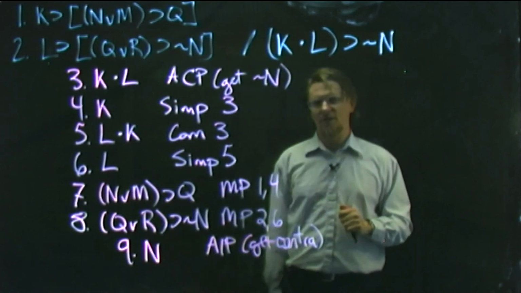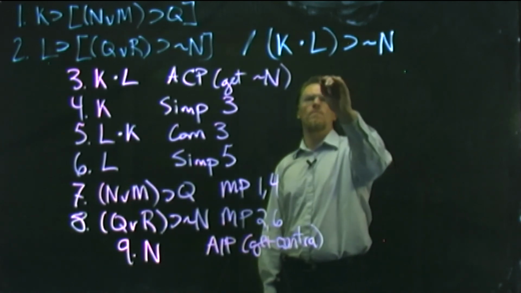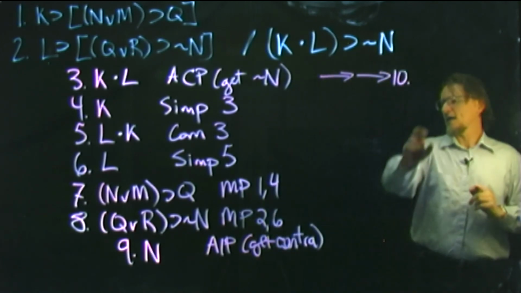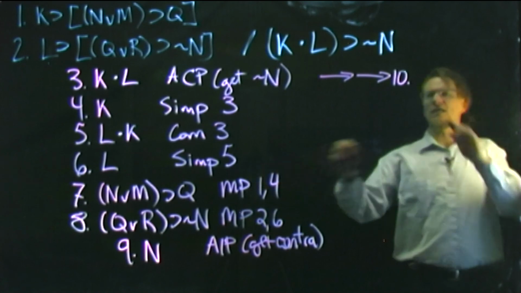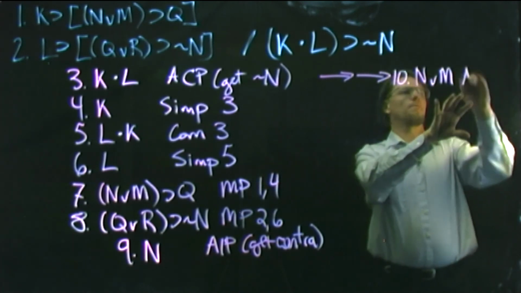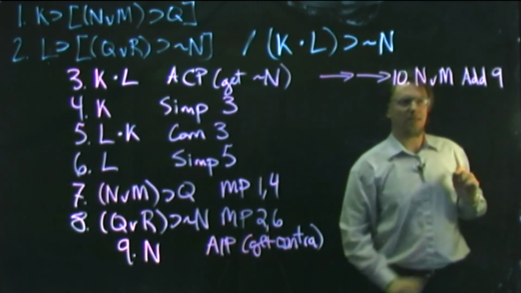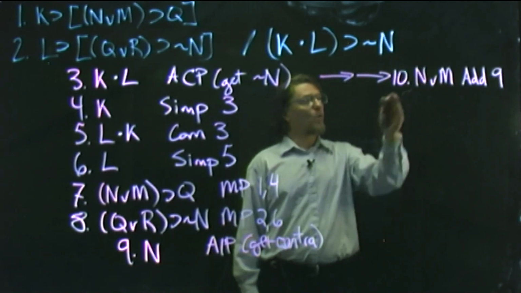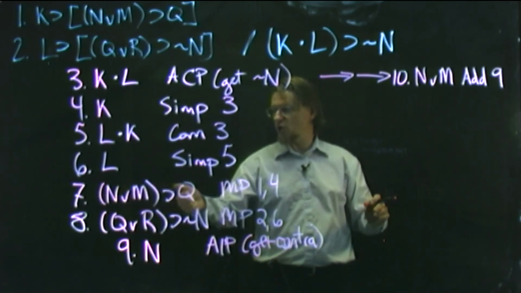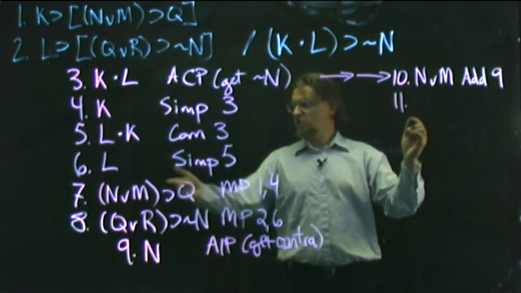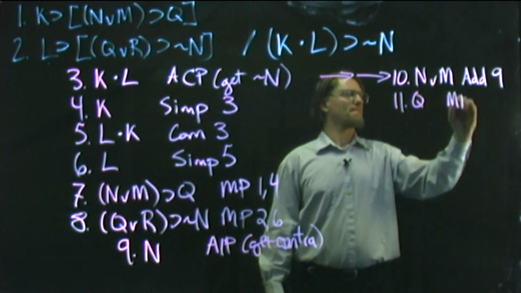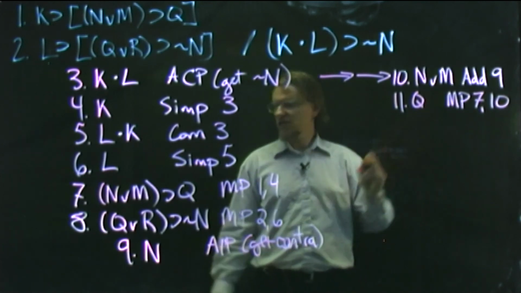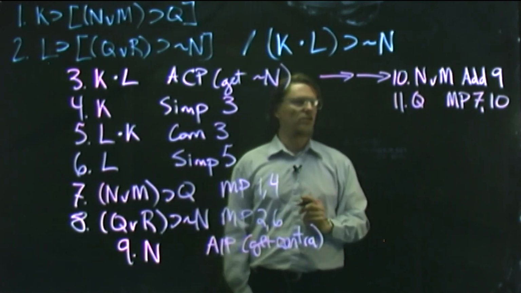N wedge m. We've seen that before. So I'm going to start over here. This is indented twice now, line 10 is. And so we have n. We can get n wedge m by addition to line 9. Very easily. We have n, we just add on wedge m. What does that enable us to do? Well, that enables us to do modus ponens with 7 to get q. Modus ponens 7 and 10 gives us the q out of number 7 here.